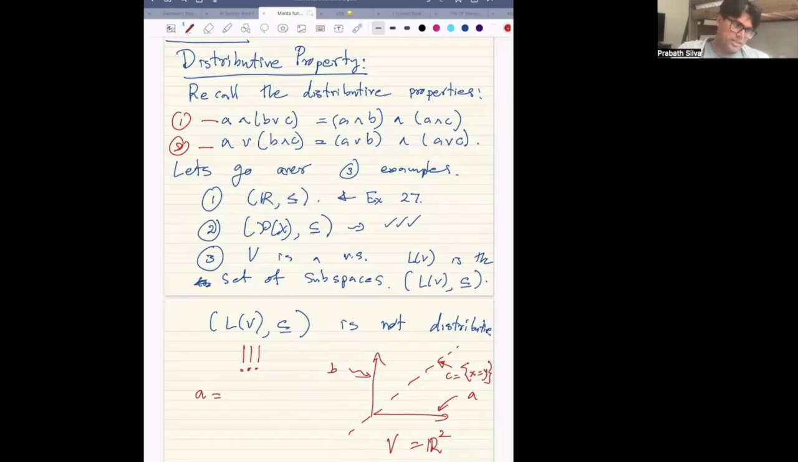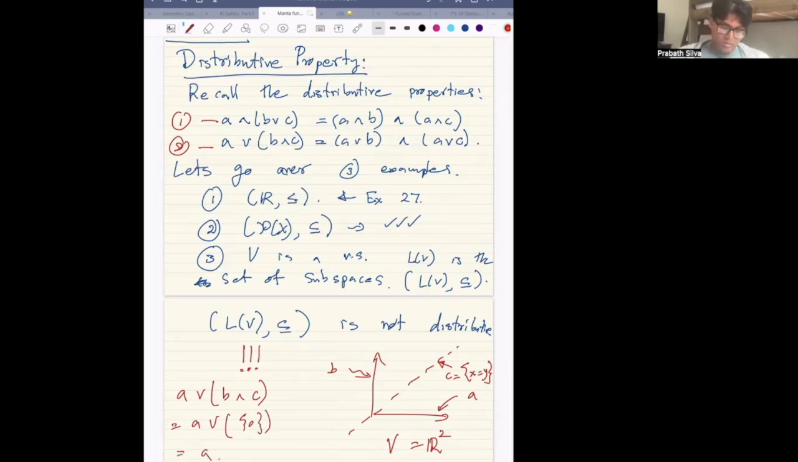Now in this case, if you compute A ∧ (B ∨ C), this is equal to A ∧ V. We take the intersection with B ∨ C, and you will get the zero space. And so this will give you A.